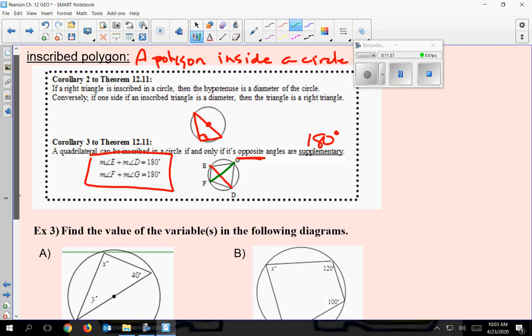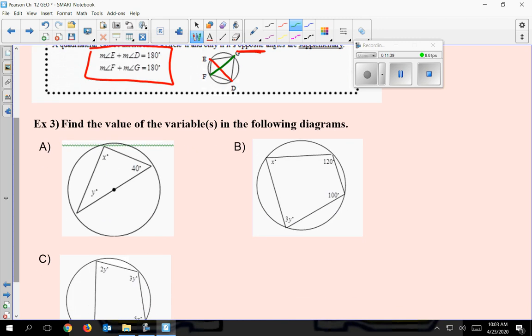So I'm going to skip to part B here first. We're going to use that theorem a little bit and do B first because I think it's a little bit more clear, I hope. And then we'll do A. So they say that opposite angles, so I'm going to say that X and 100 are opposite, have to be supplementary.